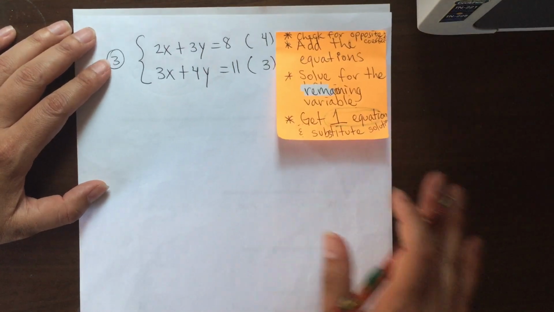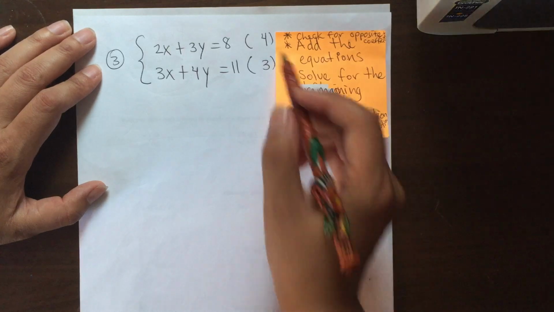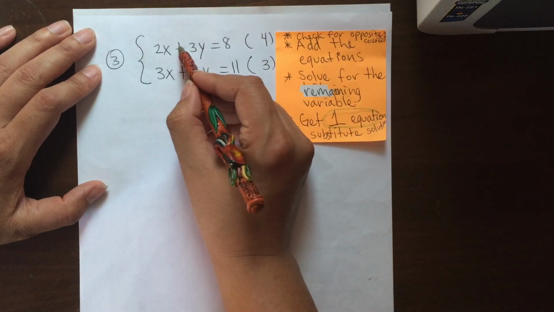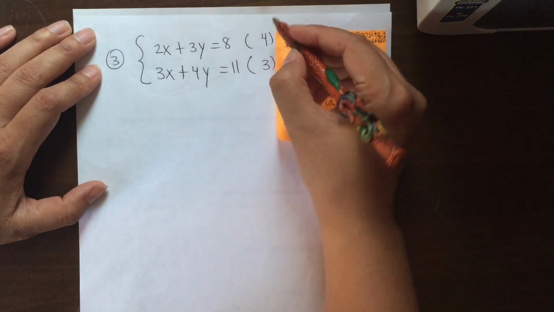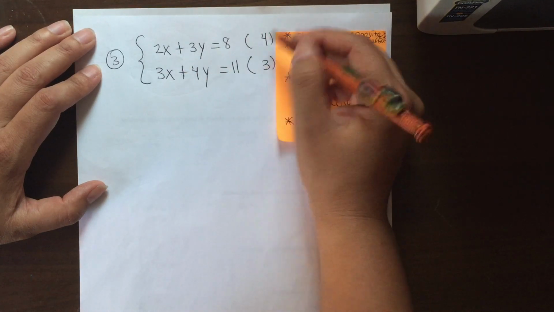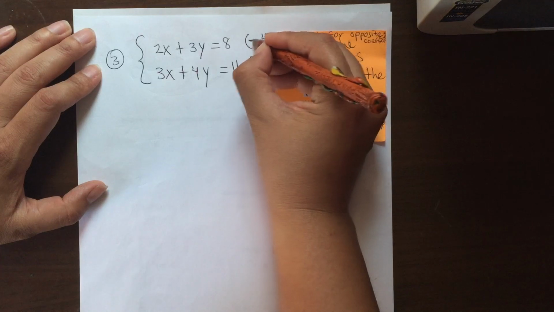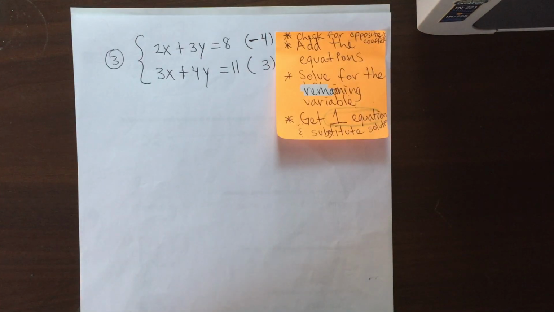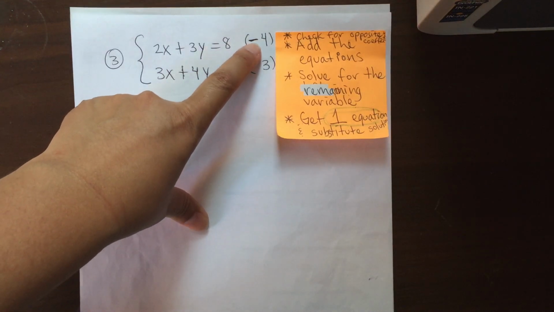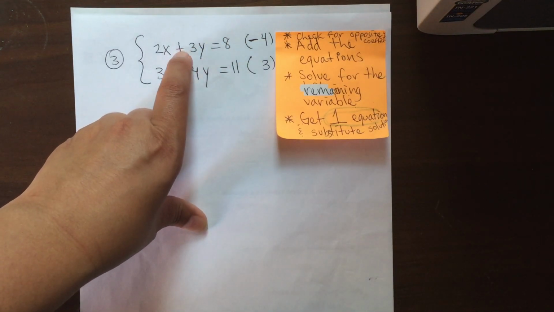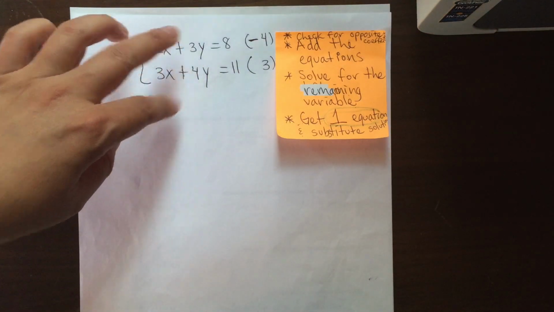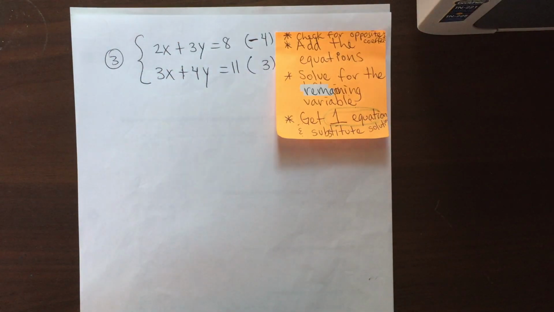And now I need to check for signs. If both are positive or both are negative, I'm going to have to make one of these two numbers a negative. And it doesn't matter which one, but as long as you choose one of them to be negative, you'll be fine, because then negative times positive makes it negative, and then positive times positive is positive. So you will be able to cancel because you will have one positive and one negative.